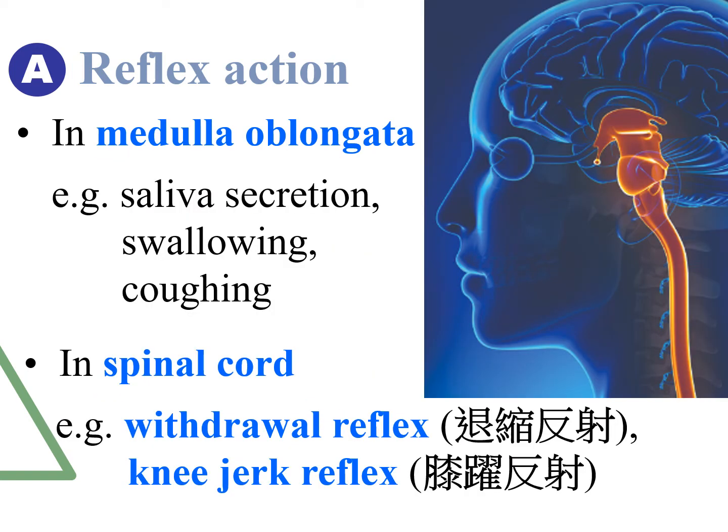Reflex action, which occurs in the head region, is controlled by the medulla oblongata. Examples such as saliva secretion, swallowing, coughing, and the example I've given you before, the pupil reflex. All the above examples are reflex actions which occur in the head region, controlled by the medulla oblongata.